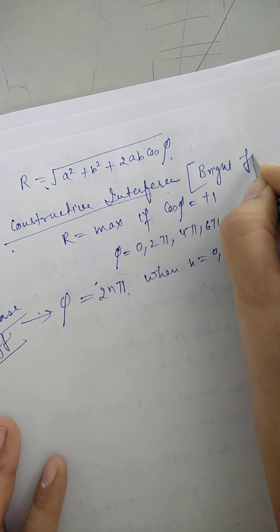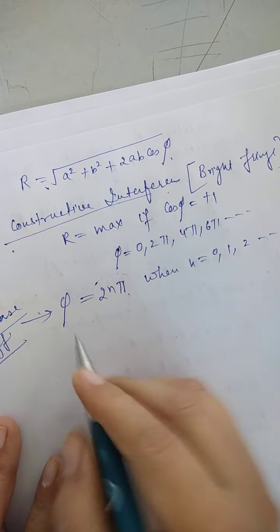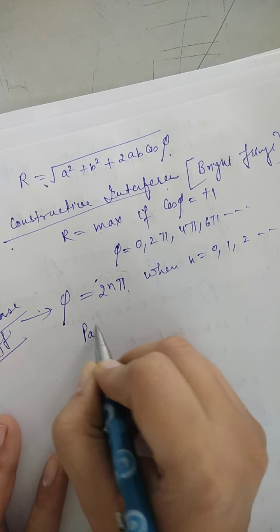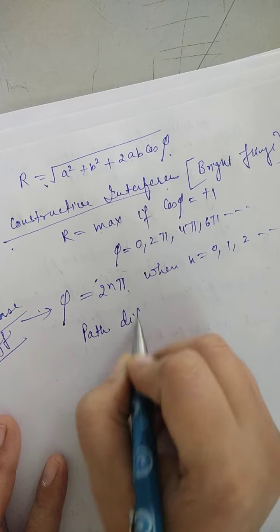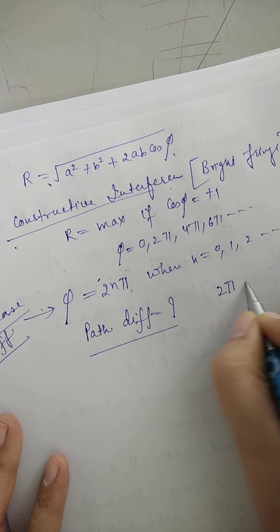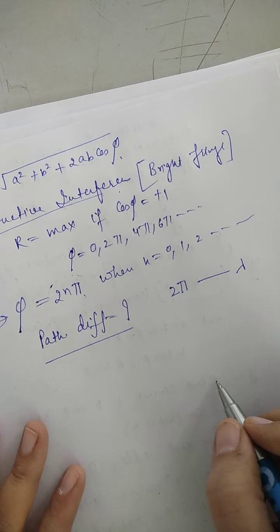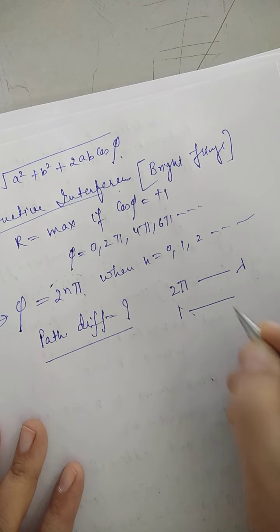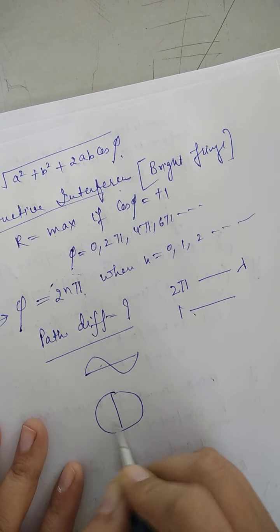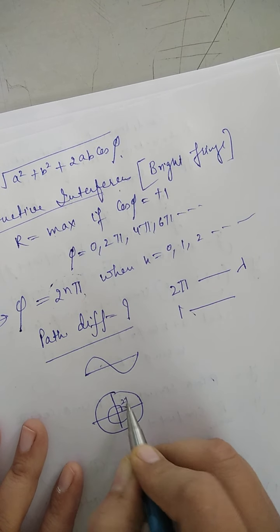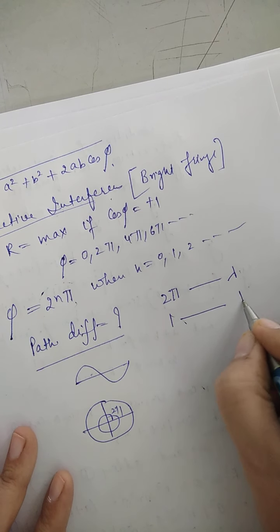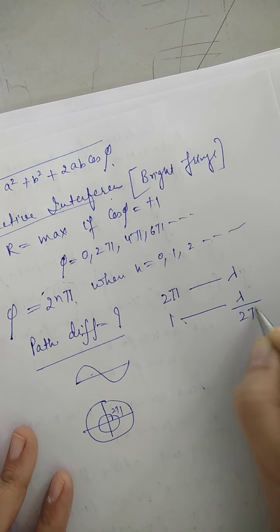Which fringe will be formed here? Bright fringe. Now if this is a phase difference, how can you calculate the path difference? For calculating this, we use: corresponding to 2π, the path covered is lambda. Right? When one wave completes, what is the angle it covers? It covers the angle of 2π. Corresponding to 2π, lambda is the path difference. Corresponding to 1, it is lambda by 2π.